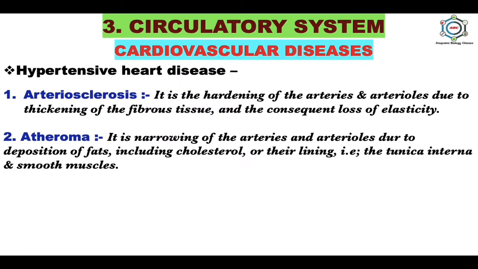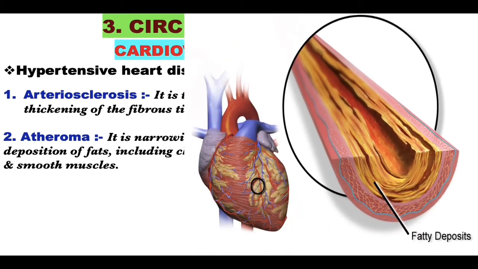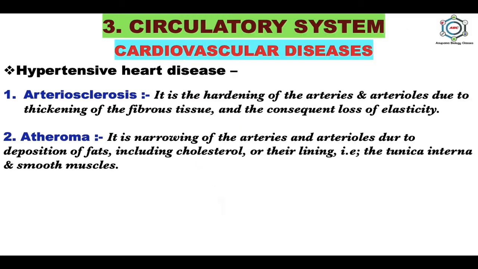Next is atheroma. It is narrowing of the arteries and arterioles due to deposition of fats, including cholesterol, on their lining, that is the tunica interna, and smooth muscles. When such a plaque forms in the arterial wall, it leads to high blood pressure. When such plaques are formed in the coronary arteries, the blood supply to the heart may reduce or may completely stop due to complete blockage, which results in heart attack. So this is the fatty deposits in case of atheroma.